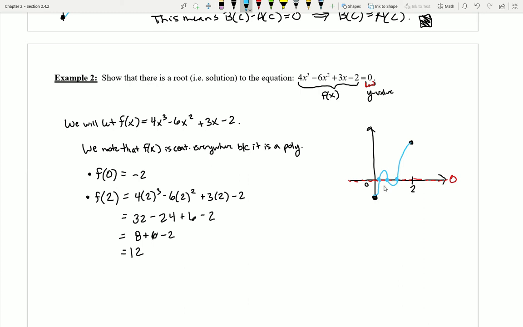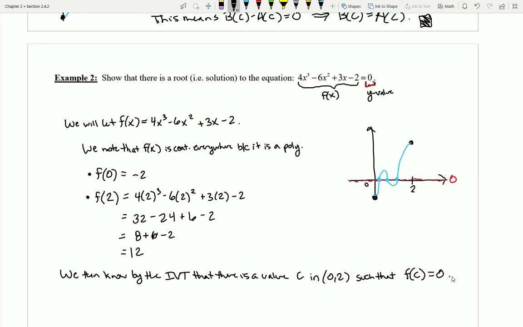Notice I might even cross more than one time. That's totally okay. That would just mean that there are multiple solutions. I don't know how I cross, but I know that I'm guaranteed that there is at least one time that I cross. So notice I can write my conclusion in the following way. We then know by the intermediate value theorem that there is a value c in the interval from 0 to 2, right? There's some value between 0 and 2 such that f of c is equal to 0.